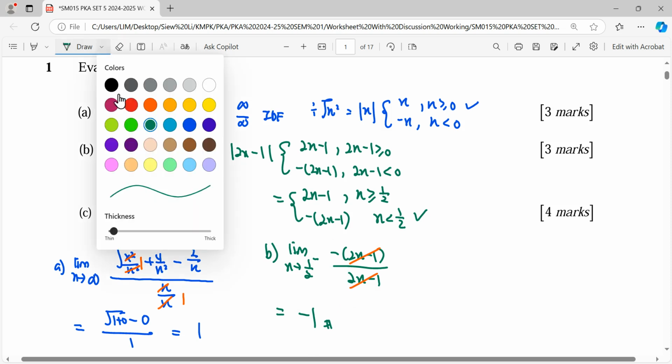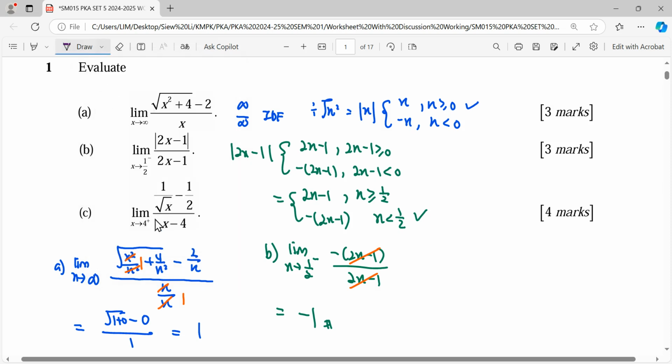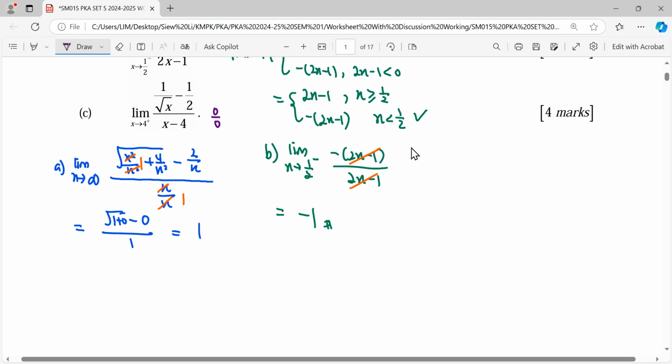Then when we move on to question C, when we substitute 4 inside, it is 0 over 0, IDF. So to simplify this, we're going to simplify the function first. We get the same denominator, as you can see, for this one we take out 1 over x minus 4. So this one fraction, we get the same denominator. And we're going to times with its conjugate.